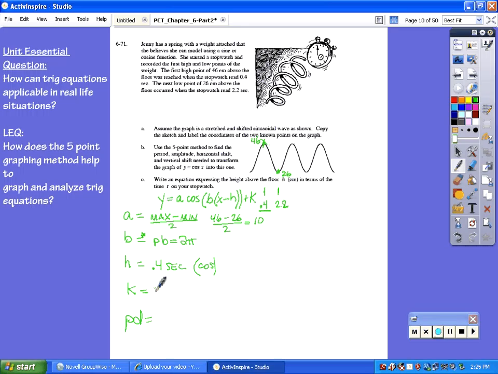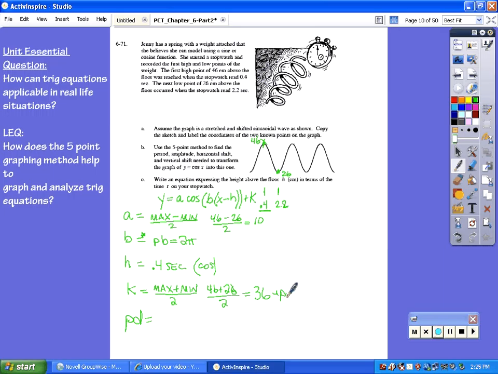K is our vertical shift, and there you're going to average your max and your min. So max plus min divided by 2. So 46 plus 26 divided by 2. Okay, so let's see, that's 23 and 13. So 36 would be their average. And that's obviously up because we're all above 0.